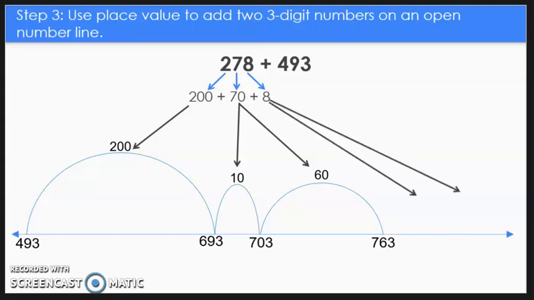I've also broken apart the ones. 7 ones will get me to 770, and the other part of 8 is 1, so my final jump of 1 will land at 771. My total sum is 771.